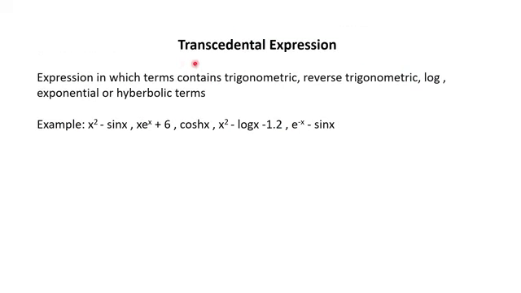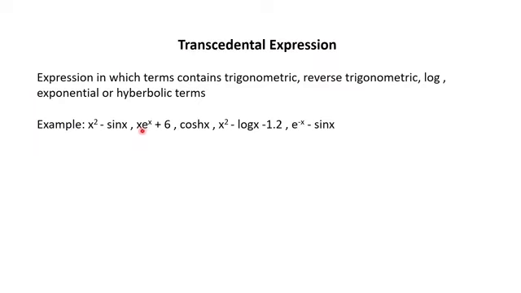Now the next type of expression is transcendental expression. These are expressions in which each term can contain a trigonometric expression, reverse trigonometric, log, exponential or hyperbolic terms. For example, we have x square minus sin x. This sin x is a trigonometric term, so this x square minus sin x is a transcendental expression.